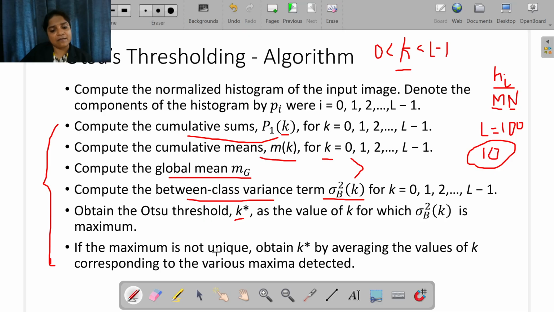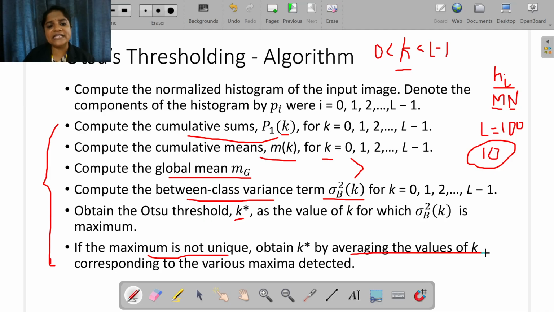Okay. So if this maximum is not unique, so what do you mean by this? If we do not get a single k value for which you have the maximum between class variance, what should we do in that case? We should choose all the k values or all the intensity values for whom the between class variance is maximum. And then what we are going to do? We are going to take the average of those k values. So this average value is going to be my optimum Otsu's threshold. Okay. So now we have mathematically seen the concept of Otsu's thresholding.